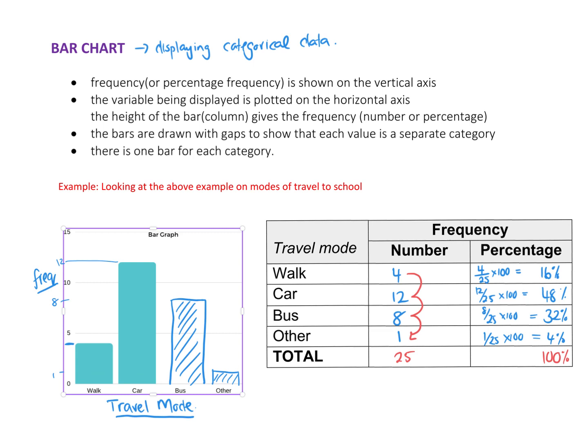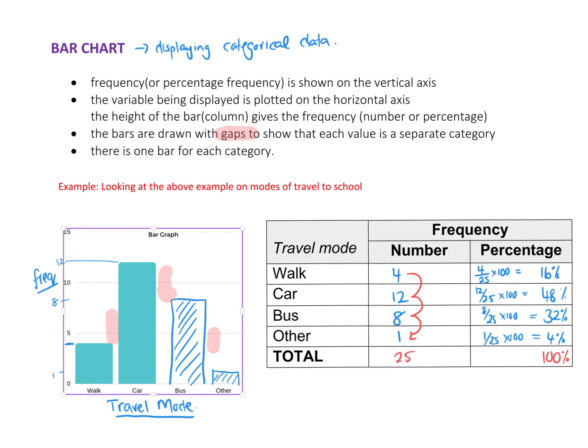So make sure you take a note that there are gaps in here. In a bar chart there are gaps to separate the bars. So there are gaps there, so you can see that. And there is 1 bar for each category. What we also start to do is look at the modal category, and that's the category that's the highest.